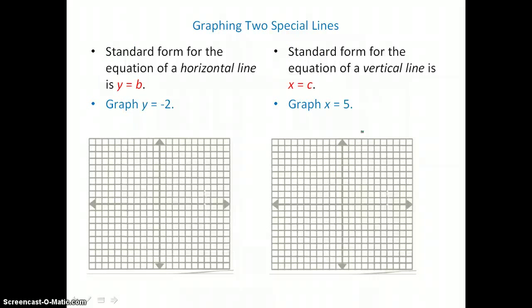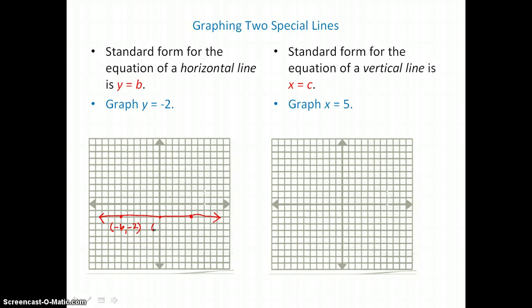Okay, here we're graphing 2 special lines. Standard form for the equation of a horizontal line is y equals b. If we graph the equation y equals -2, we're graphing a horizontal line that crosses the y-axis at -2, and it looks like this. For all x, y is always -2. Any point on this line, you can see, is going to have a y-coordinate of -2. The ordered pair that names this point is (-6, -2).